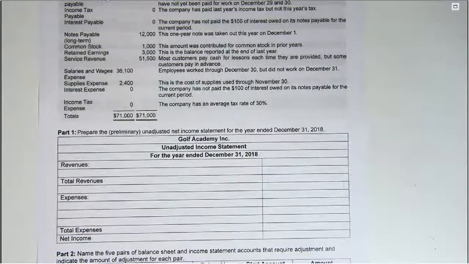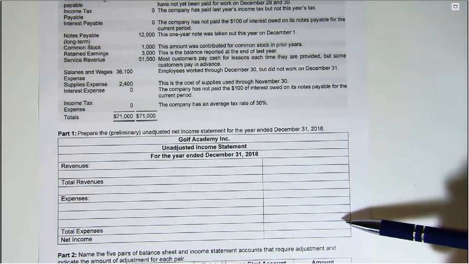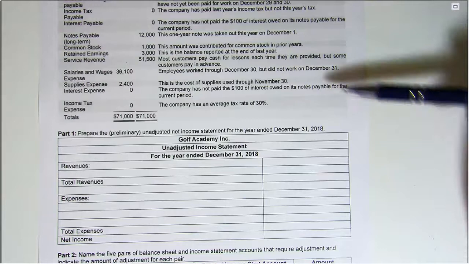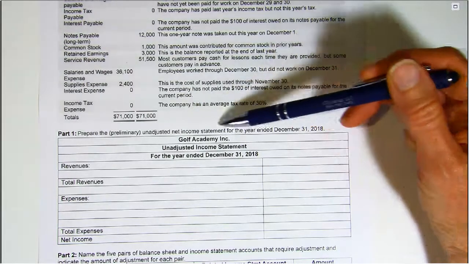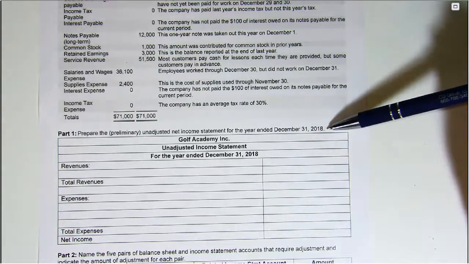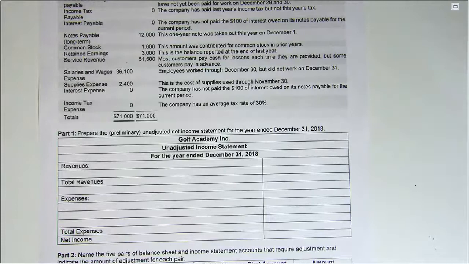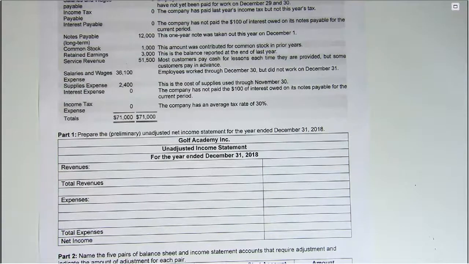In other words, what would happen if you prepared your financial statement before adjustments, and then what would the income statement look like afterwards? So they want us to do an unadjusted net income statement for the year ended December 31st, 2010. We would never do this in real life because we know those adjustments are necessary. Otherwise, the statement will be incorrect, but they just want to prove it to us. So our formula is revenues minus expenses equals net income.